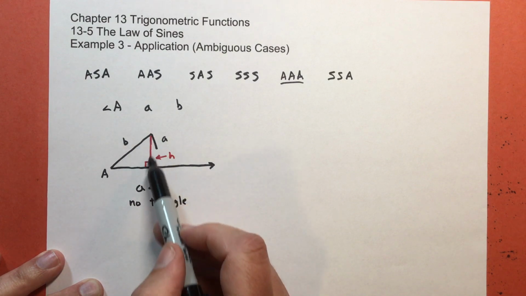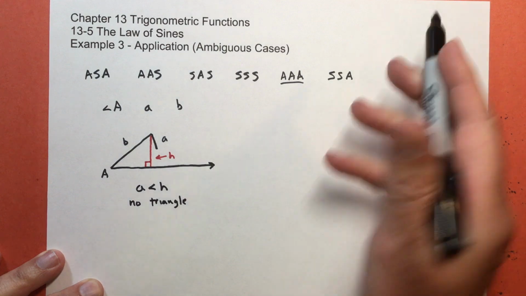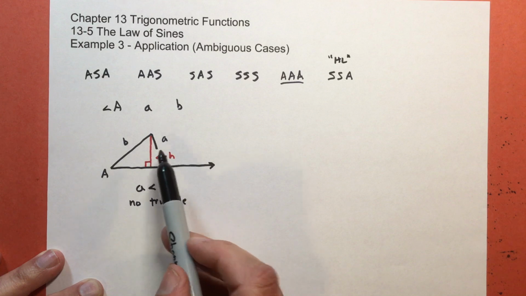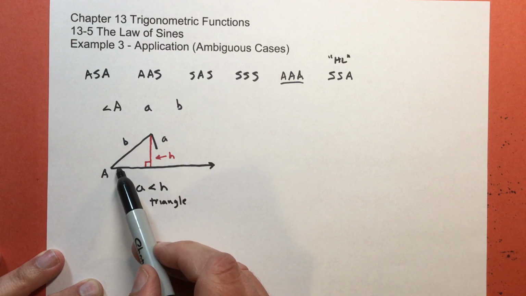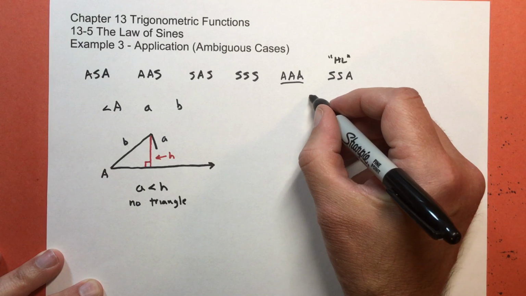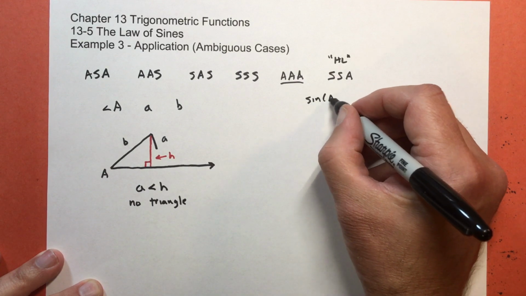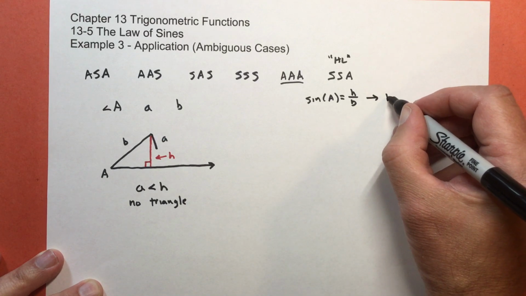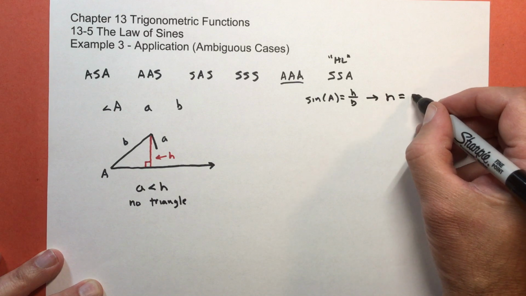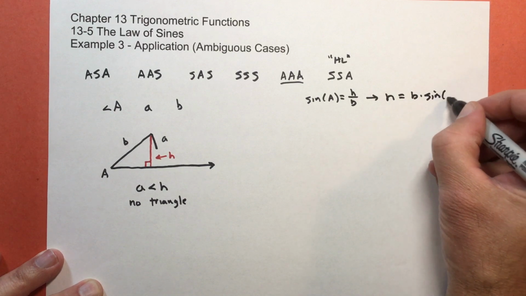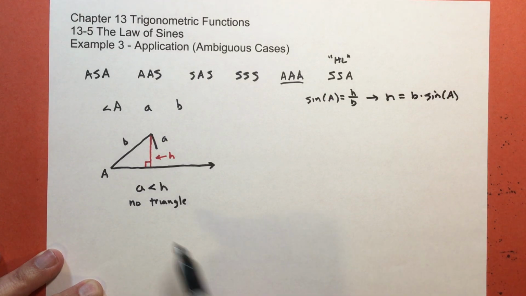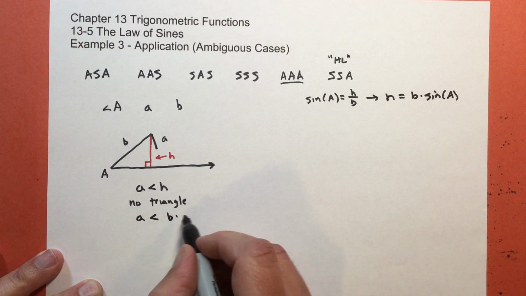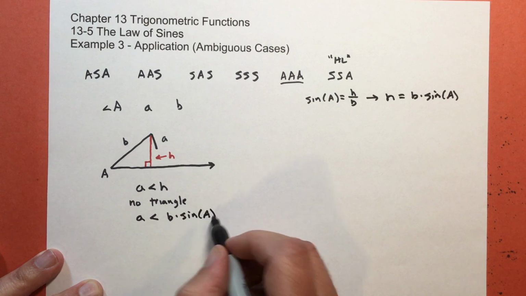if I use a triangle where I do have a right triangle, going back to what we said, HL, hypotenuse leg, for this one, then I get h over b equals sine A. So I'm going to write that up here. So sine of A is h over b, which tells me that h, the height of the triangle, is b times the sine of angle A. So if side A is less than b times sine of angle A, I don't get a triangle.